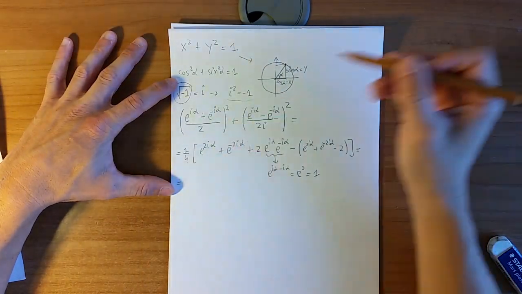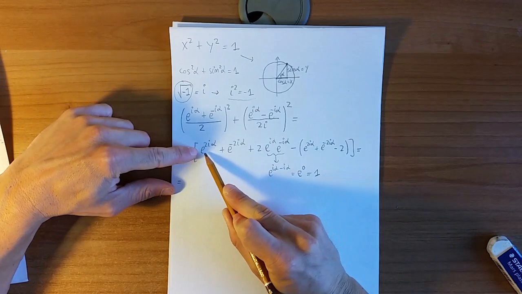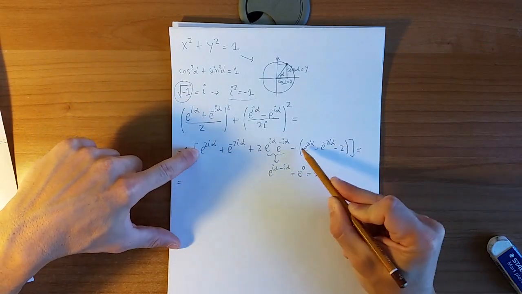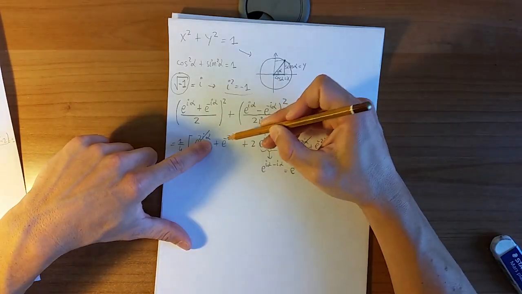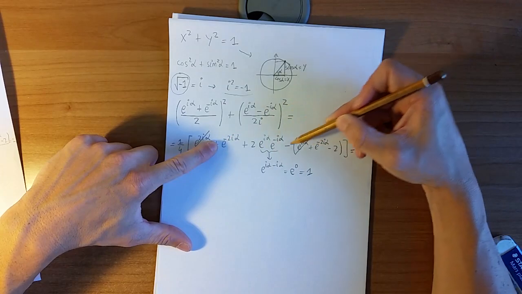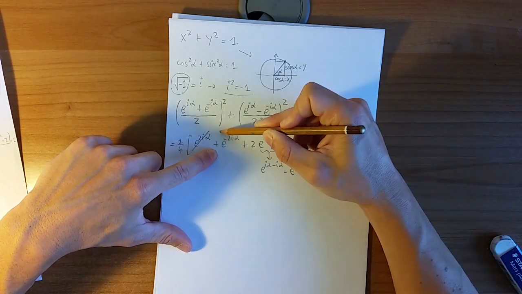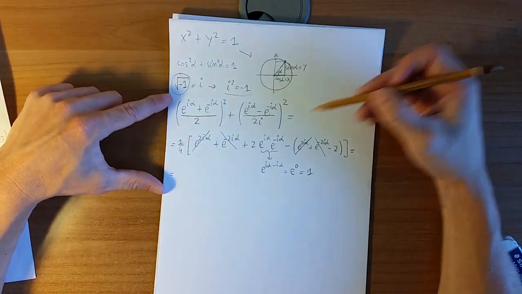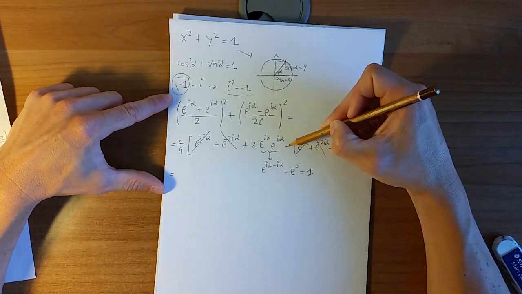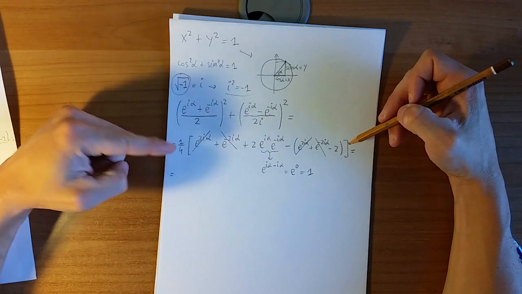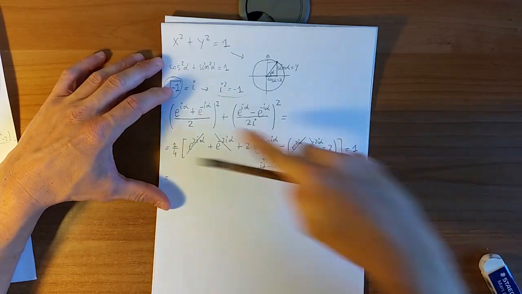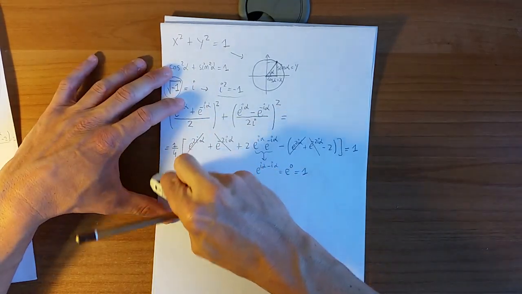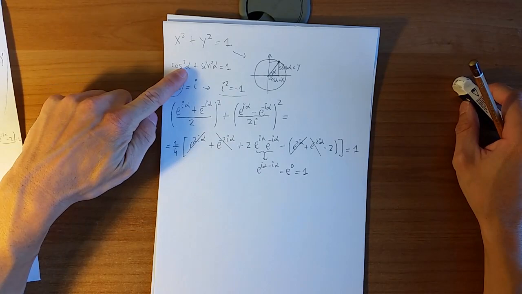Let's try to do some more calculations here. We have e to the 2i alpha minus e to the 2i alpha, and these two cancel. And then we have e to the minus 2i alpha minus e to the minus 2i alpha, so these two cancel as well. And then we have 2 minus 2, which is 4, so we have 4 by 4, which is equal to 1, essentially. Okay, so we have 1. So the sum of these two guys is equal to 1, just like cosine squared plus sine squared equals 1.